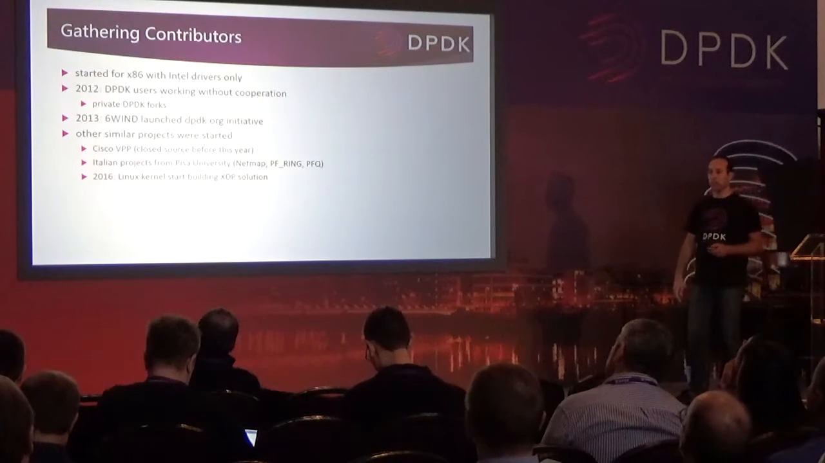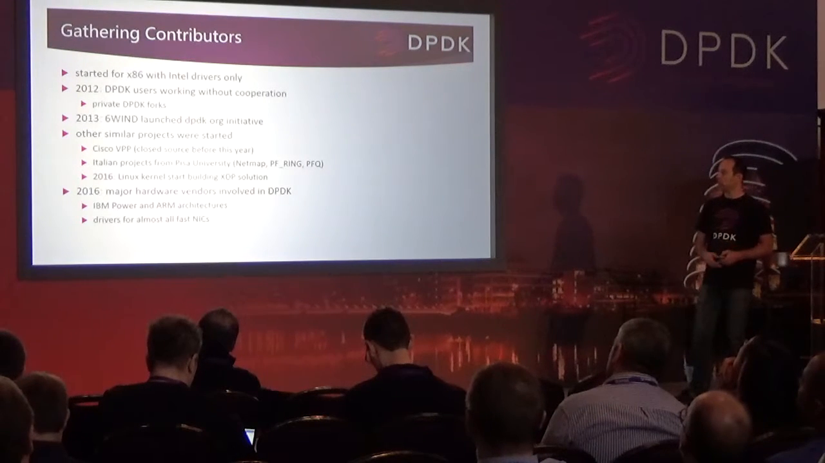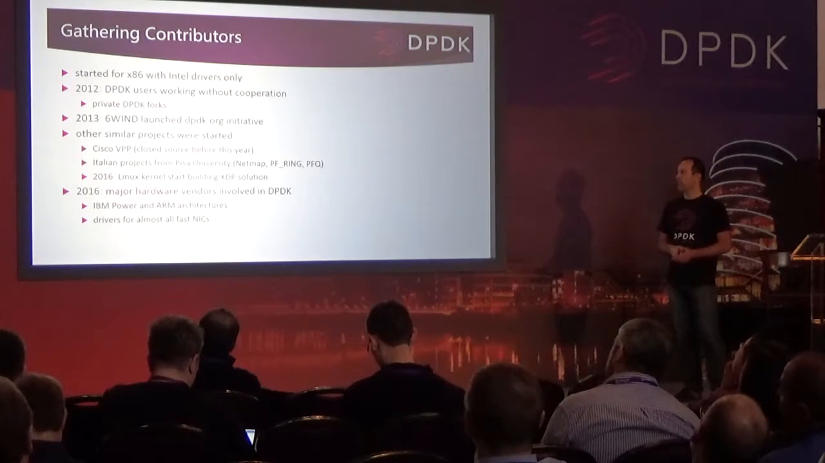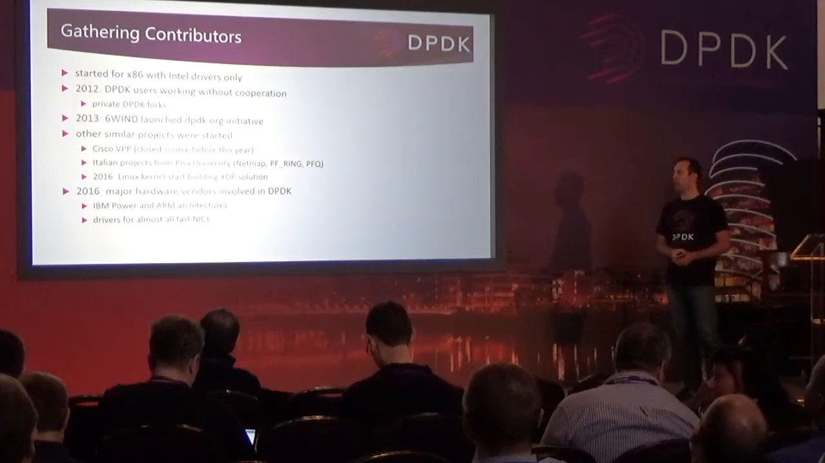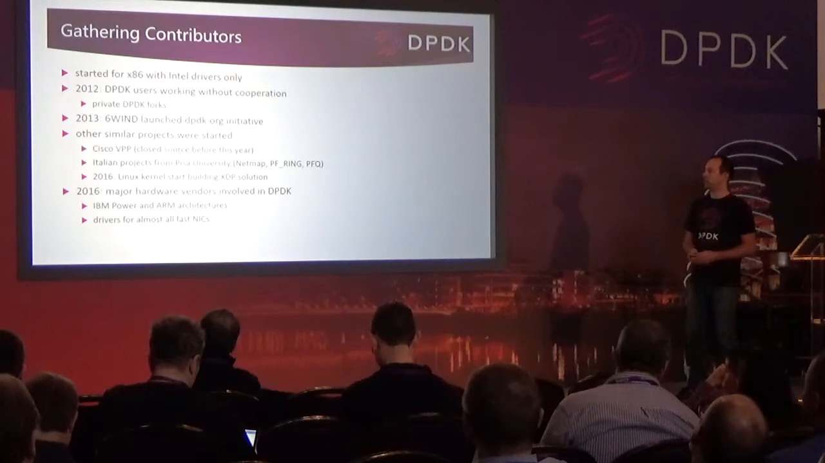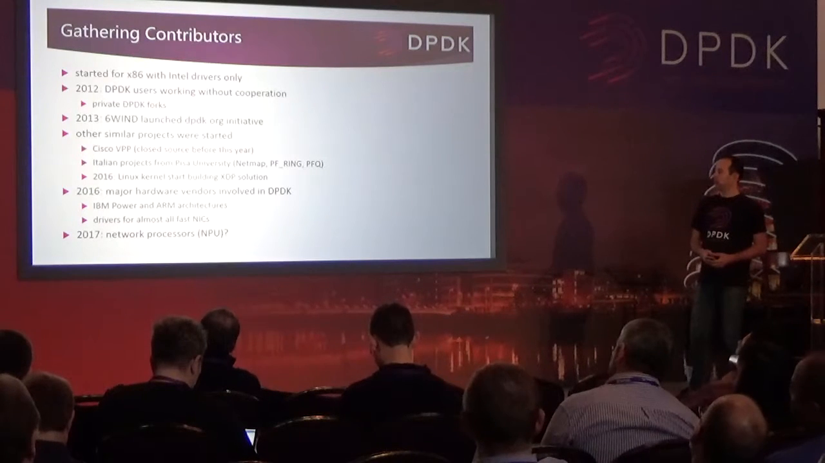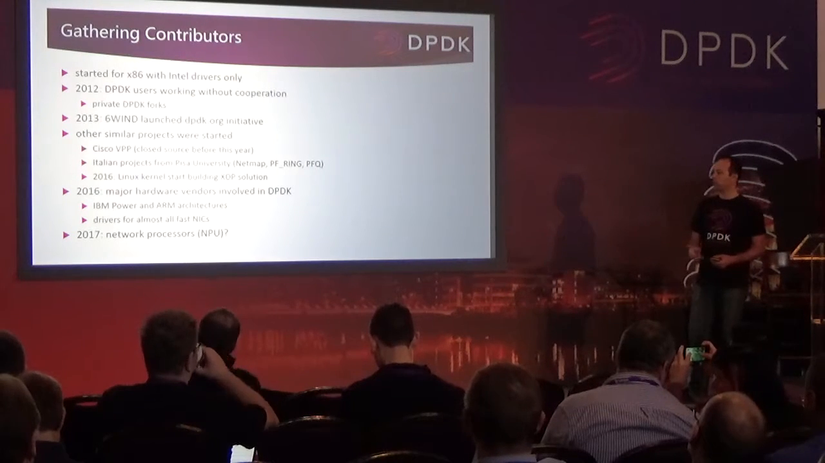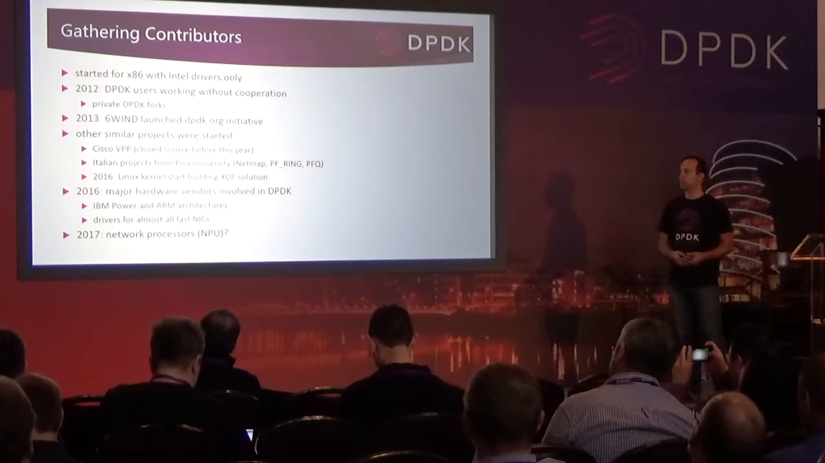Even the kernel is starting its own performance networking solution. So it proves something, probably. And now the best achievement is to have more CPUs supported in DPDK. We have IBM Power and ARM architecture. That's really so nice. And we have a lot of drivers. Maybe next year we'll have some new types of hardware like NPU. It's going to be a great year next year.